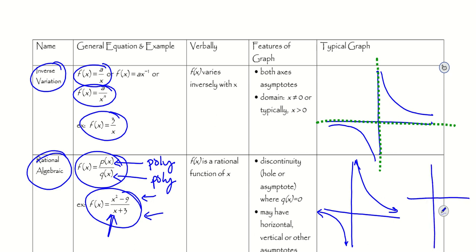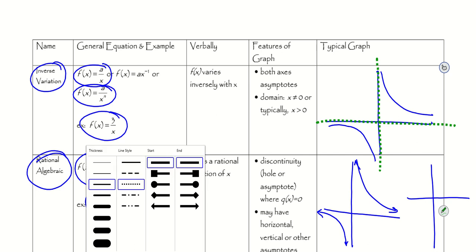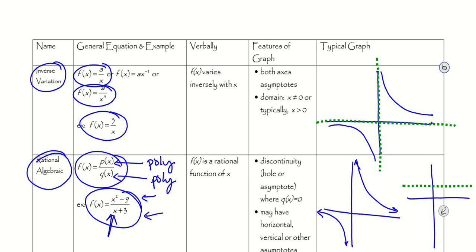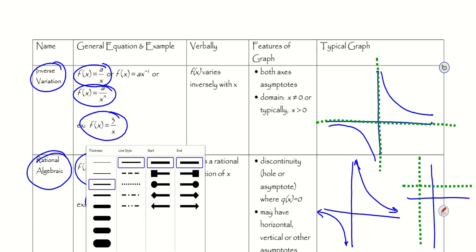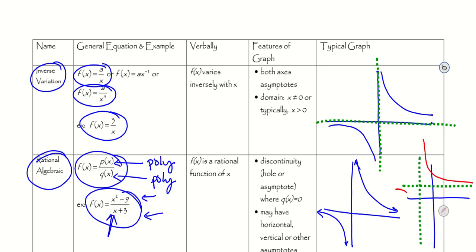But it could also be more complicated. I could have a rational function that had a horizontal asymptote that is not the x-axis, but is at a different location, and a vertical asymptote that is not the y-axis, but at a different location. But the shape still typically takes a similar form, so it could look like this. The other thing that could happen is that sometimes rational functions have holes in them. We'll talk more about these when we get to rational functions later in the year.